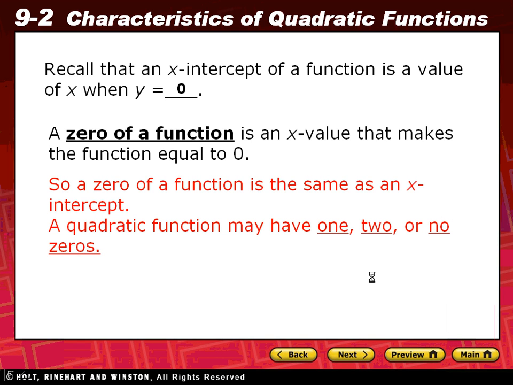Now a quadratic function may have 1, 2, or no zeros, just depending on how the parabola is placed. And by the way, as we go through this video, I might go a little fast. So if I go fast, just feel free to pause it.